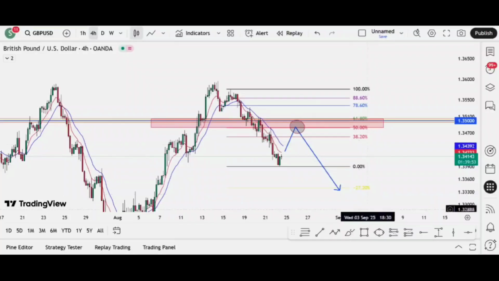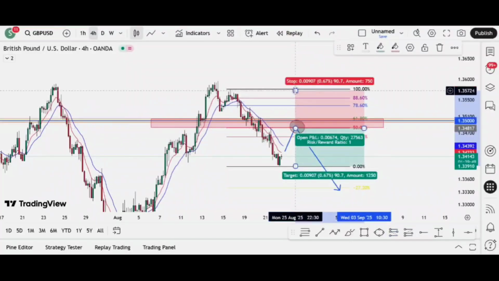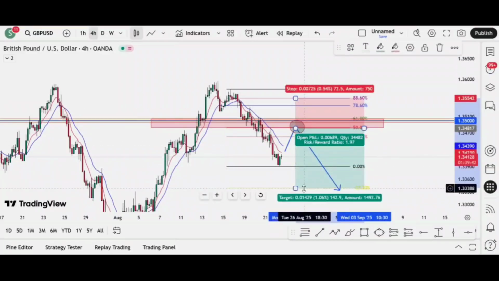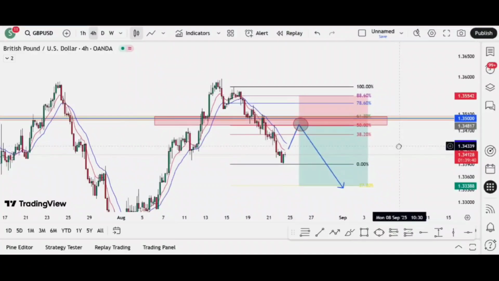After the confirmation, we enter a short position here at this 50% and we set our stop loss here at 88% and our target is minus 27%. Okay, so this is our analysis for GBP USD in 4-hour time frame.